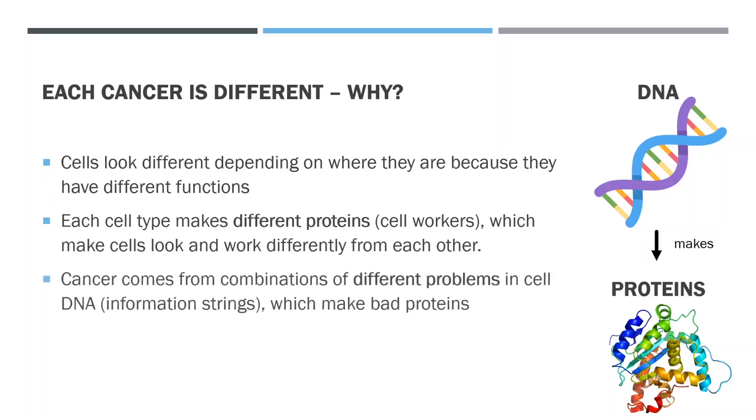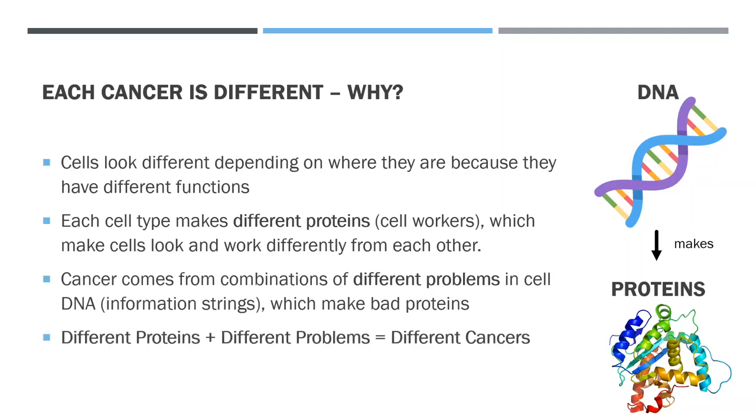Cells become cancerous due to different problems in the information strings of our cells, called DNA. Our DNA makes our proteins, so bad DNA means bad proteins. Together, the different proteins of each cell type and the different problems in the DNA make different cancers.